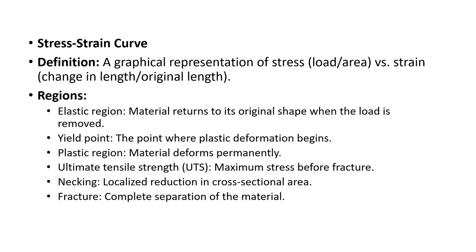Regions. There are various regions during the tensile testing in a UTM machine, and the first region is the elastic region. The material returns to its original shape when the load is removed. Once the load is removed, the material comes to the original shape, which is called the elastic region. Then the yield point, the point where plastic deformation begins. For brittle material, there is no yield point, directly the ultimate load is there, but in the case of ductile material like steel, there is a yield point because it is elongated, and the yield point is nothing but the point where plastic deformation begins. That is, plastic deformation starts.